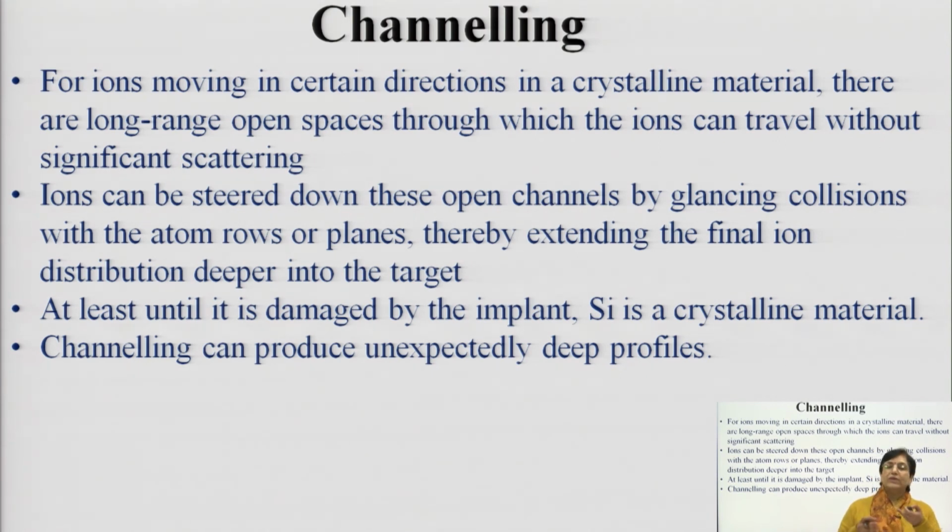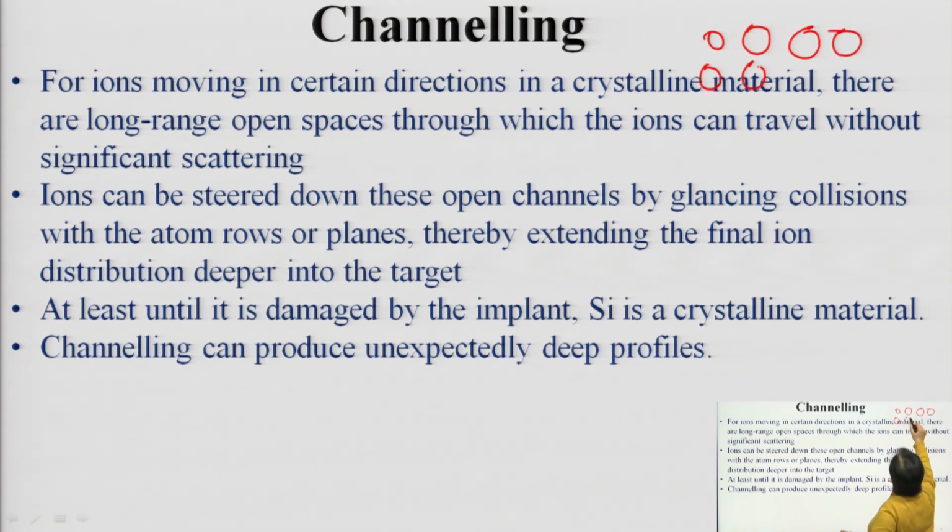The ions, when they are moving inside the crystalline material, are moving along the open spaces along which the ion can travel without disruption. There is no disruption. Suppose this is the crystal orientation. They will automatically travel wherever there is space, so they will have a channel through which they can keep on moving. The ions can be steered down these open spaces, they can move freely into these open channels, and they will not have any collisions.